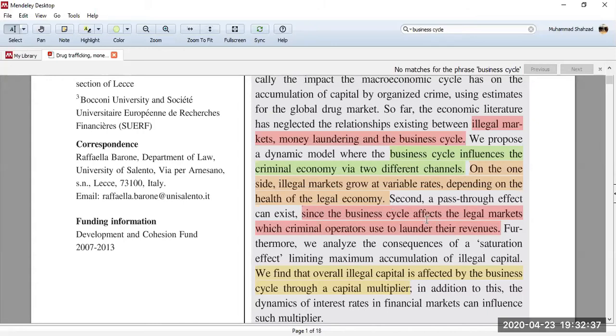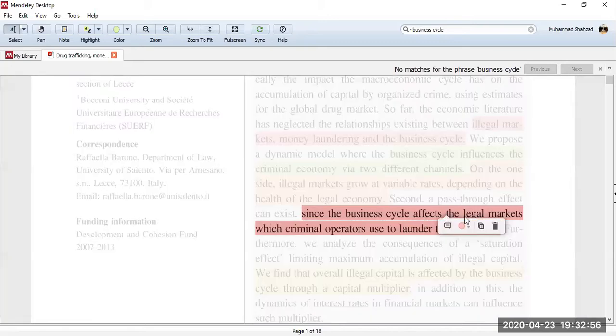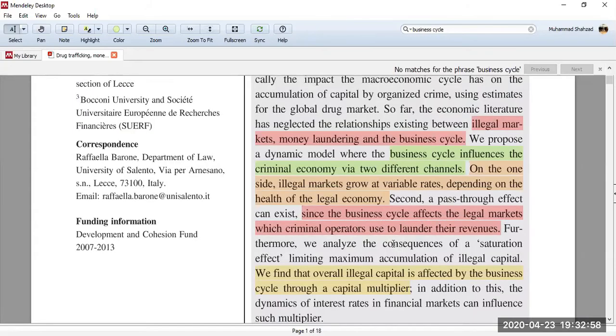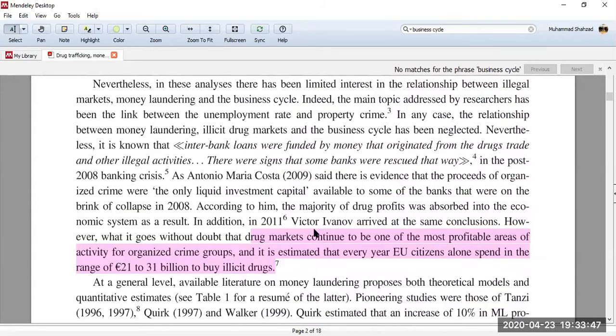That is actually important, because I already mentioned in the last slide that money that people make from illegal drug trafficking has been used in the legal market, and then it affects the business cycle. That is very important, that you have to understand. I am not going to explain the detail, but this point is very important.